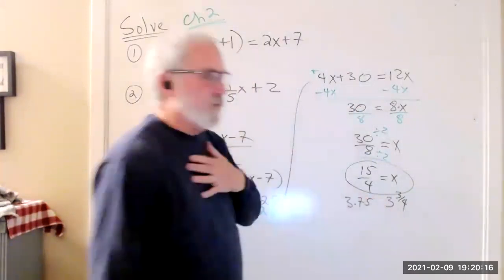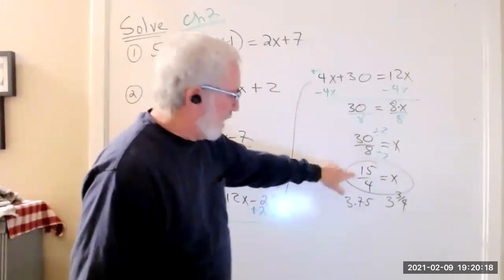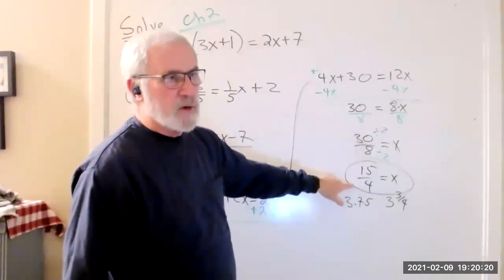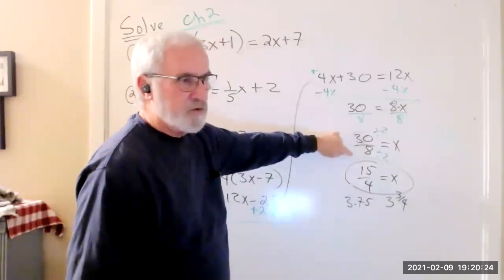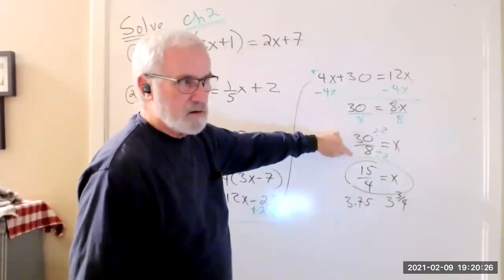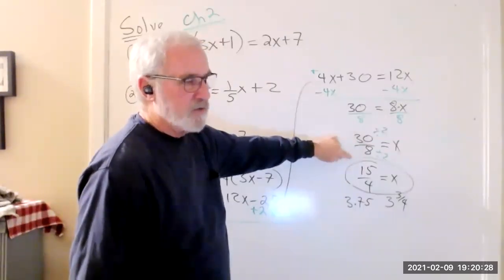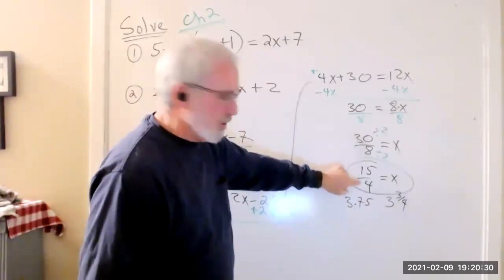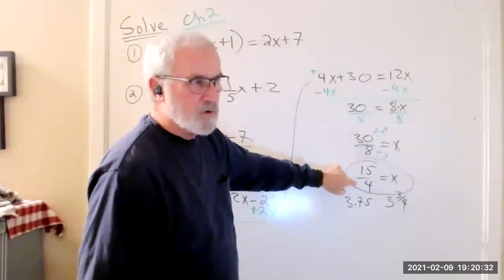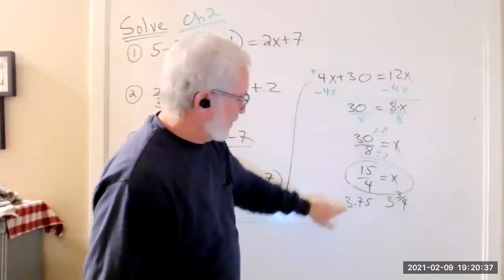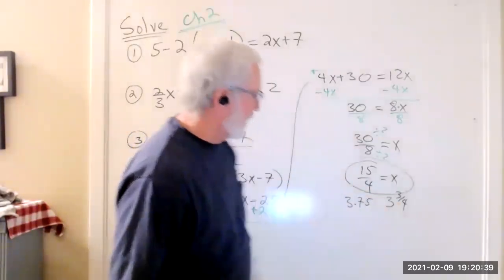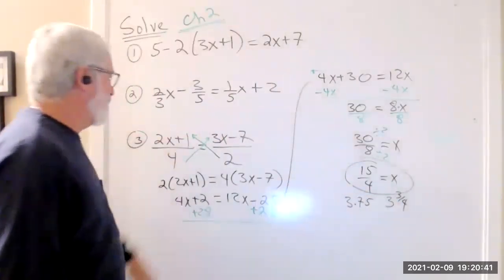But for me, in general, I'll take 15 over 4 every day of the week. I will not take 30 over 8. It hasn't been simplified. 30 over 8 has not been simplified. 15 over 4 has been reduced as far as it can go. It's called improper, but it's acceptable. But this is okay and this is okay. So that's it for number 3.